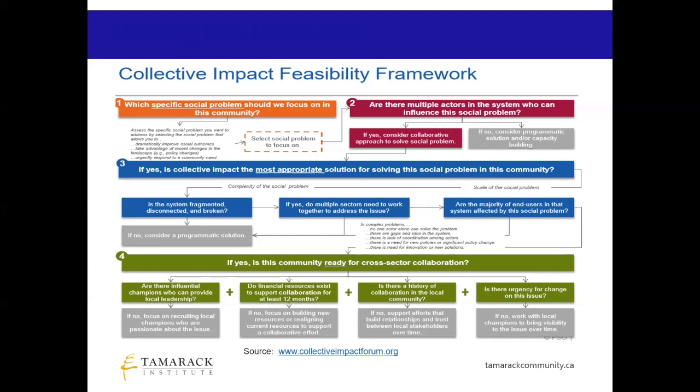You might want to think about supporting organizations in the community that are engaged with youth. So you want to spend some time mapping the system. And then you want to ask, is collective impact the most appropriate solution for solving this problem? And then the final step is, if yes, we think collective impact is the right approach, then is our community ready for cross-sector collaboration? So this flow chart, this feasibility framework, is actually quite helpful in terms of both scoping the common agenda, but also helping you think through, is this the right framework for the change that you want to make?